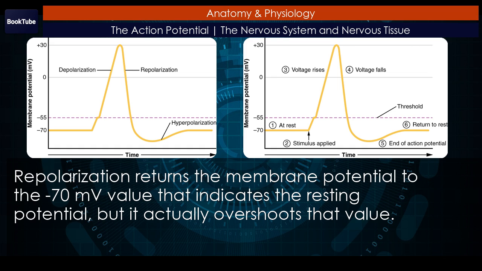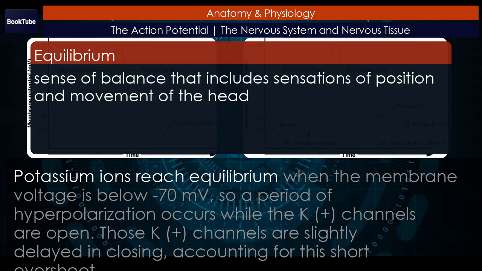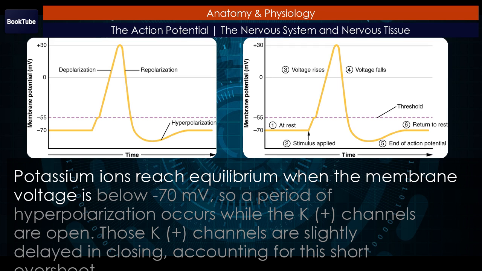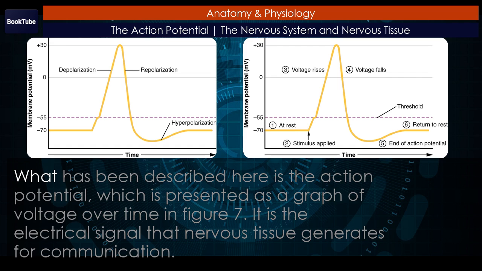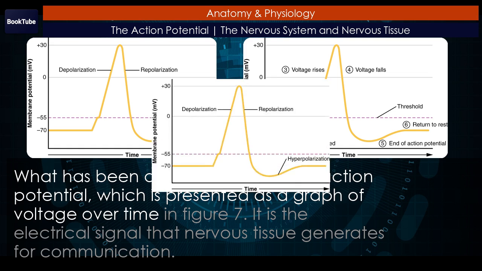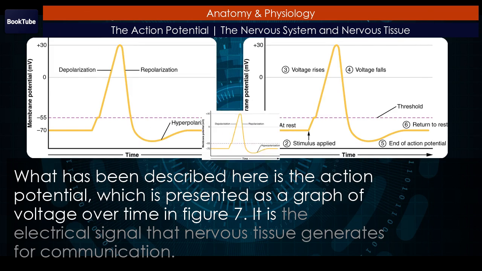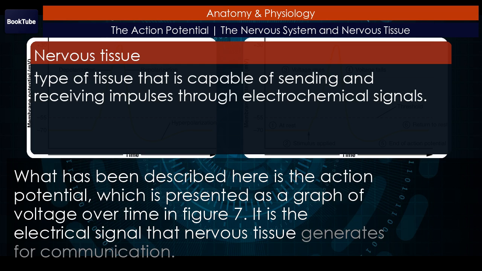that value. Potassium ions reach equilibrium when the membrane voltage is below -70 millivolts. So a period of hyperpolarization occurs while the K+ channels are open. Those K+ channels are slightly delayed in closing, accounting for this short overshoot. What has been described here is the action potential, which is presented as a graph of voltage over time in Figure 7. It is the electrical signal that nervous tissue generates for communication.